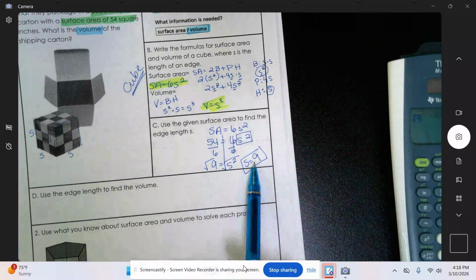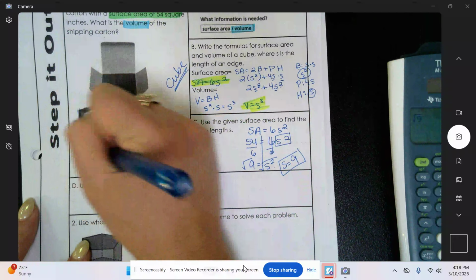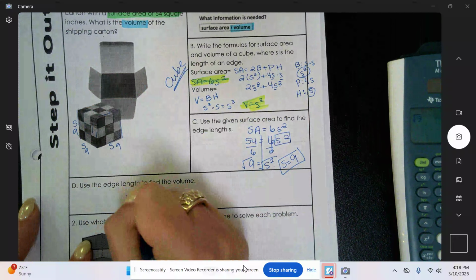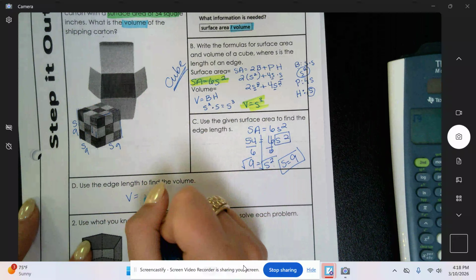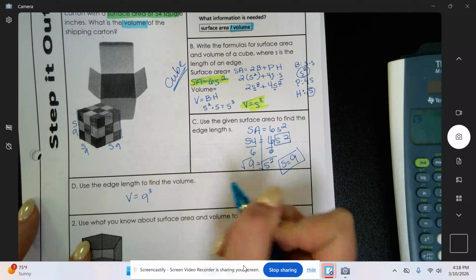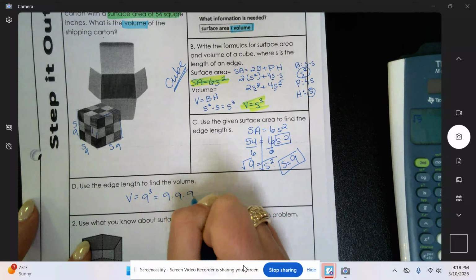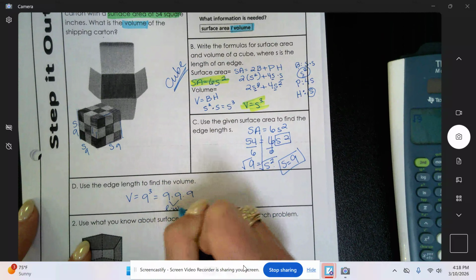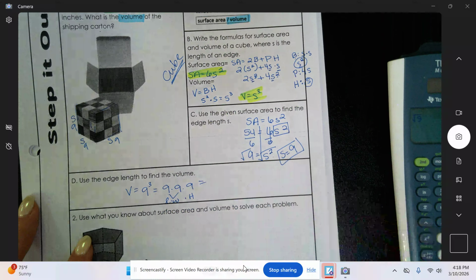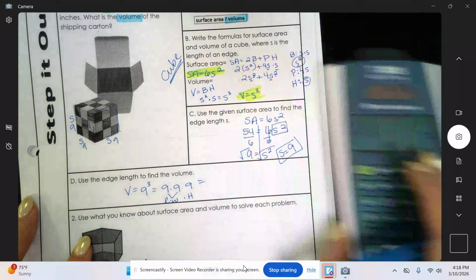Okay, if my side length equals 9, that means it's 9 by 9 by 9, then we can find the volume. So volume would just be the side length 9 to the third power, which is also saying the same thing as 9 times 9 times 9. Here's my length times my width times my height. So 9 cubed will give me 729.